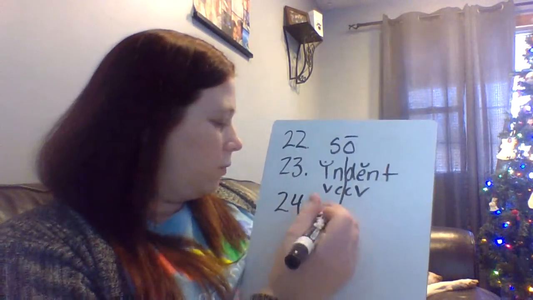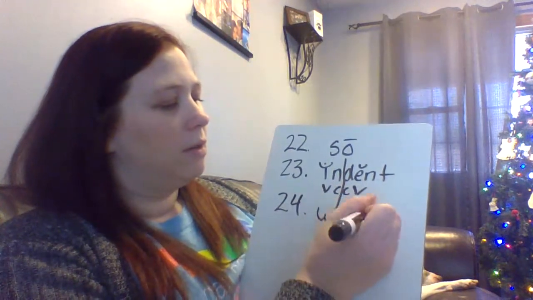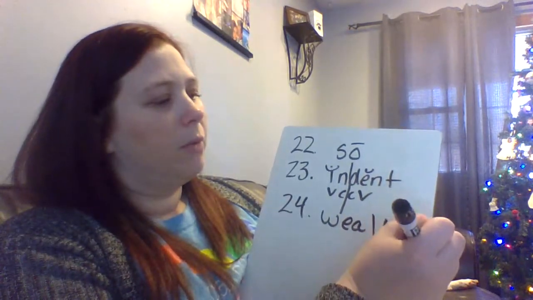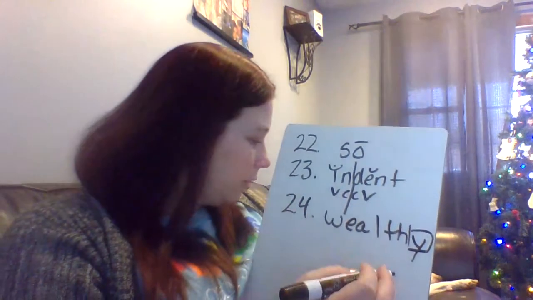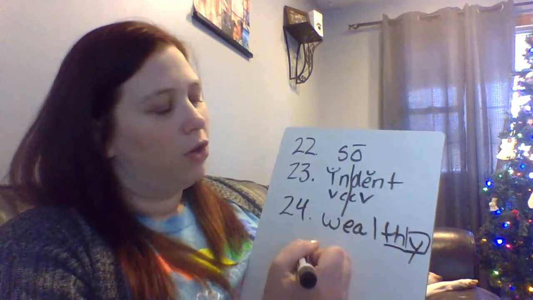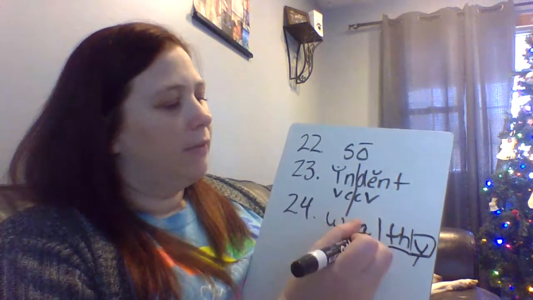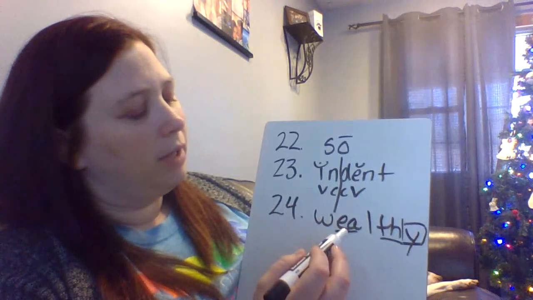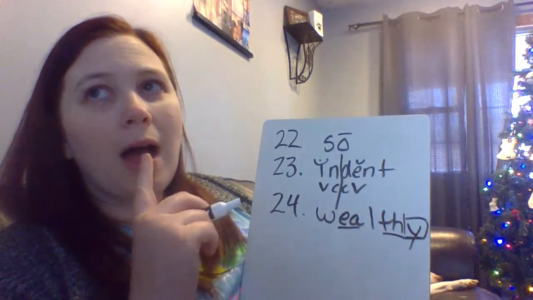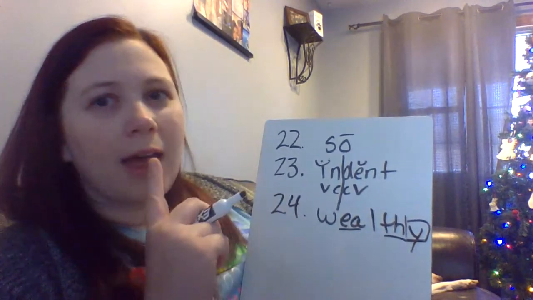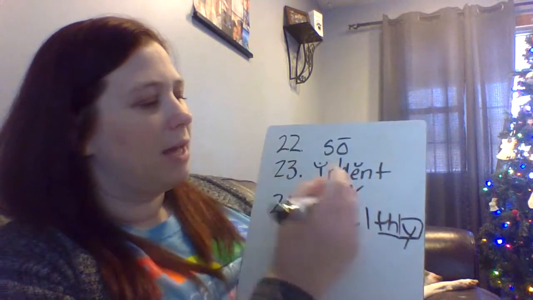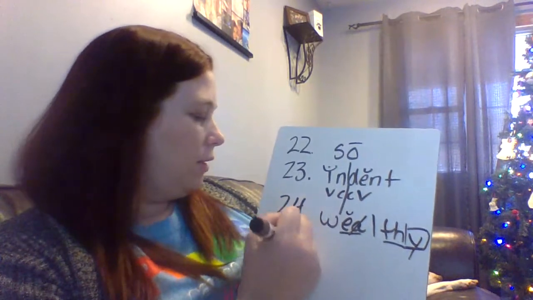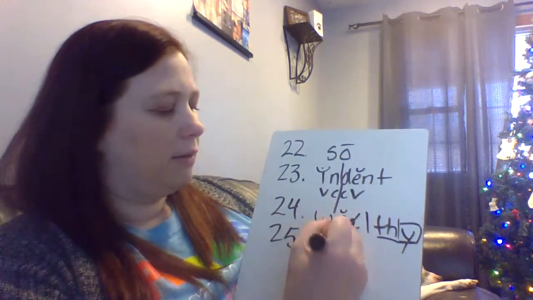24. Wealthy. Here we have our suffix Y. So we're going to box that off. TH digraph. Here we have this EA digraph. Let's listen to it. Wealthy. We're hearing just the sound in that, the short E. So it gets a breve and we're going to cross off the A. All right, 25, feasting.